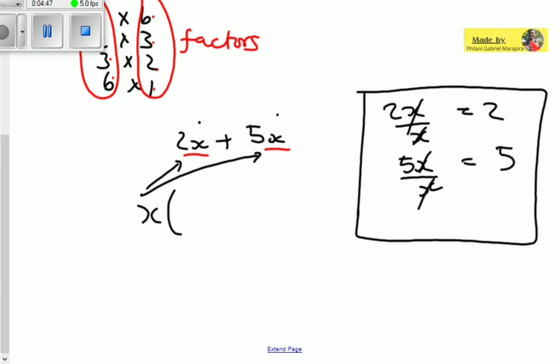So here, if we're going to write this down, you're not going to write 2x in here because you've already taken out the x, therefore you just write 2 plus 5. So this is simply taking out the x out of the expression and multiplying it separately to this. So this is the basic method of factorization by taking out the common factor.